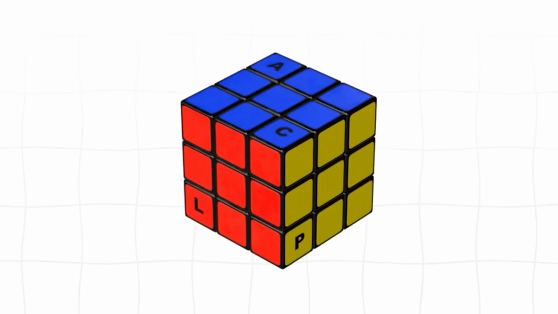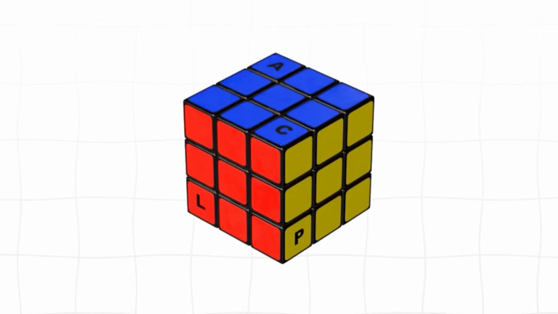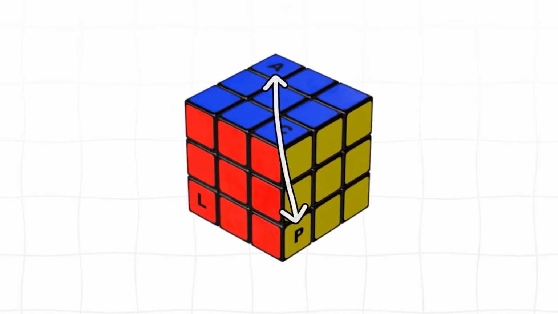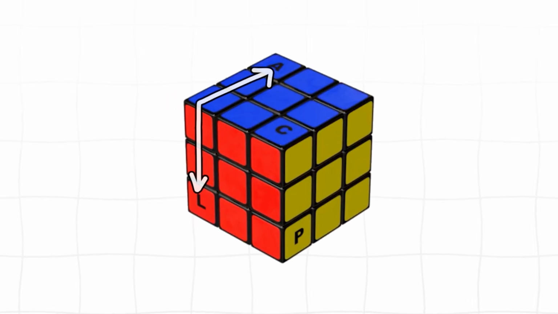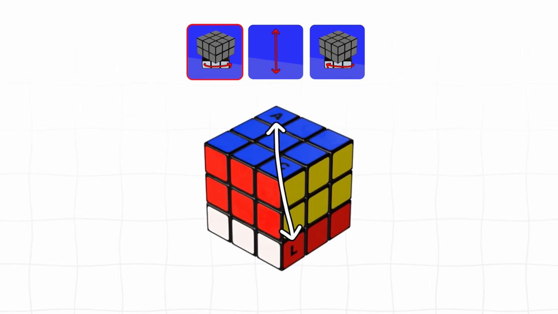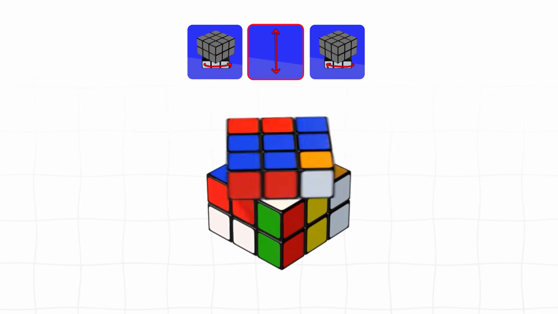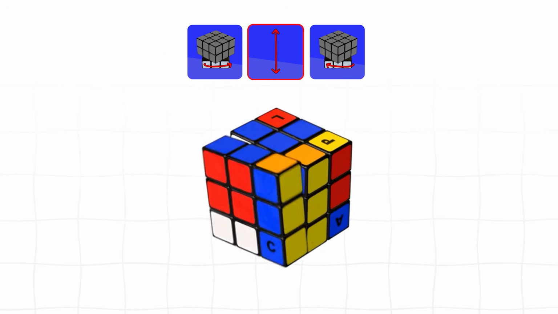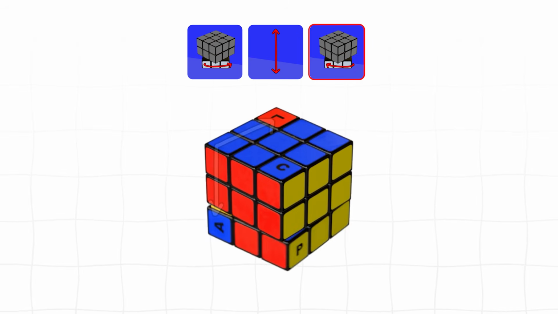As you saw before, this algorithm swaps the pieces in the A and P spots. So like how Aaron swaps gifts with Philip. But what if we want to swap what's in the A and L spots instead? Well, we can set up the L spot to where the P spot is, then do the swap algorithm. So that when we undo the setup move, A and L will swap.